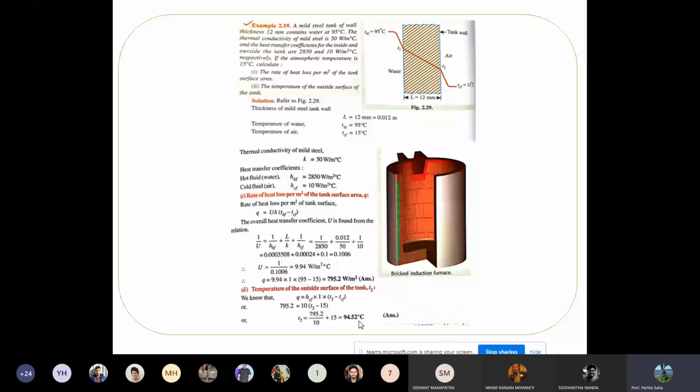Let us examine another numerical, so it becomes very easy for you all. It is given a metal plate of 4 millimeter thickness. K is given 95.5 watt per meter C. It is exposed to vapor at 100 C on one side and cooling water at 25 C. So this is a metal plate.